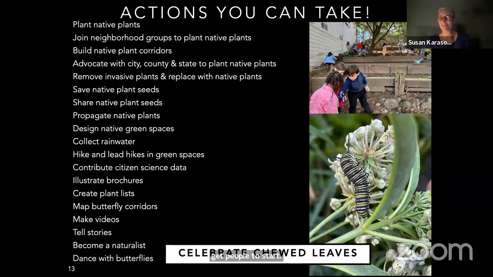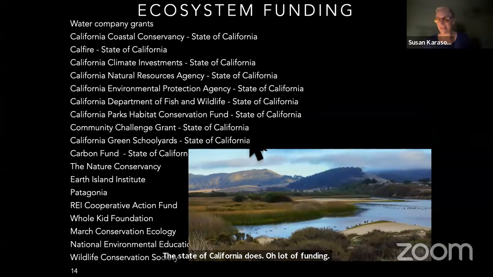Thank you so much, Jennifer. I'm so impressed with what you and Santa Clara Valley are doing. If you are comfortable getting on phone calls and advocating with your city and your county and your open space and the state about adding native plants, the state of California does a lot of funding of native plants. They do a lot of green funding. So they'll do California Coastal Conservancy, CAL FIRE, California Climate Investments. A lot of these agencies within the state of California have got grants that they give to community groups.